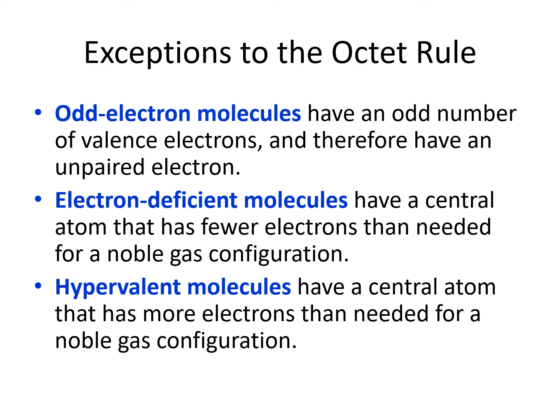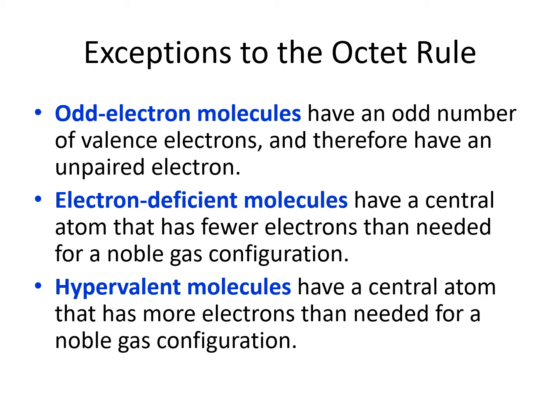Odd electron molecules, as the name implies, have an odd number of valence electrons in the shared pot. There is going to be no way for all atoms to have 8 electrons around them. The central atom usually ends up with 7 instead of 8.